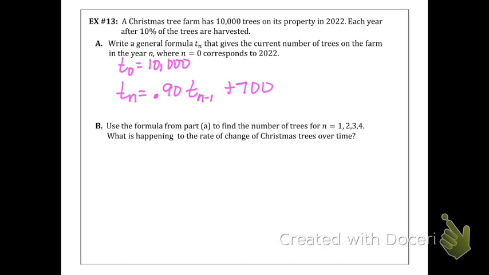They're missing some information here that's on my notes. Okay, so let me go back. That's why. Example 13. It should read, a Christmas tree farm has 10,000 trees on its property in 2022. Each year, after 10% of the trees are harvested, and 700, I forgot this part. That's why it wasn't making sense. And 700 new saplings are planted.